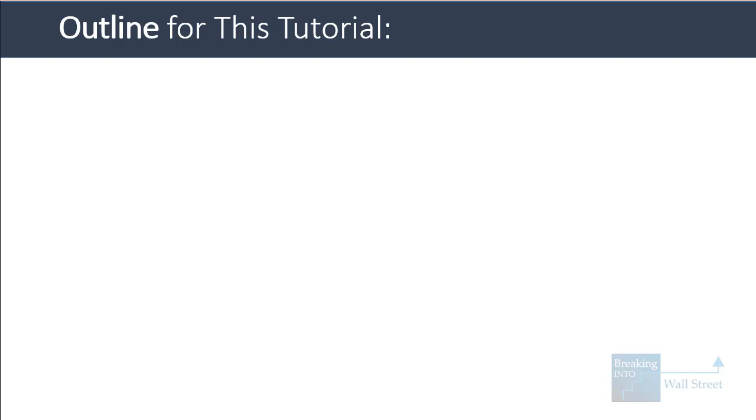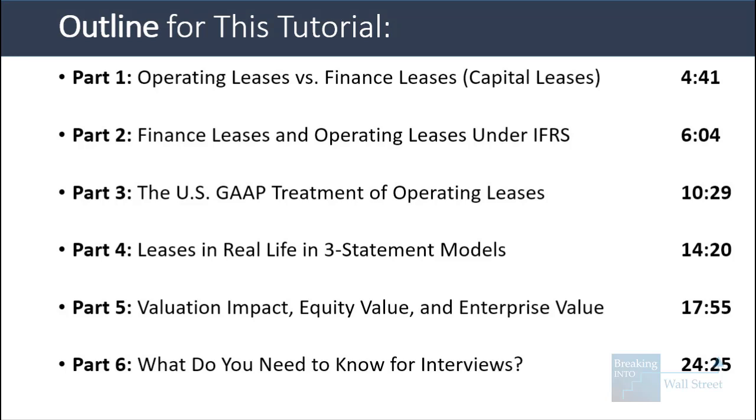It is on the longer side, and I want to respect your time, so I will give you a table of contents here on screen as well. We'll start off with the differences between operating leases and finance leases, otherwise known as capital leases. Then we'll go into finance leases and operating leases under IFRS and expand on what I just showed you. Then we'll look at the US GAAP treatment of operating leases. We'll go through leases in real life on the 3 statements and in 3 statement projection models. Then we'll look at the valuation impact, the DCF impact, and how equity value and enterprise value are affected by this accounting. And then we'll wrap up by talking a little bit about what you need to know for interviews realistically.